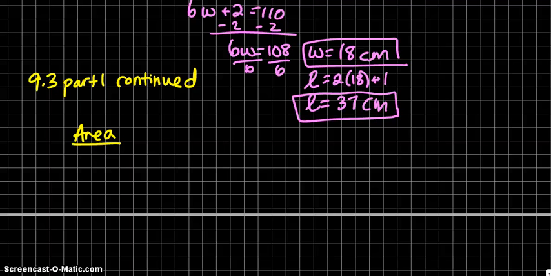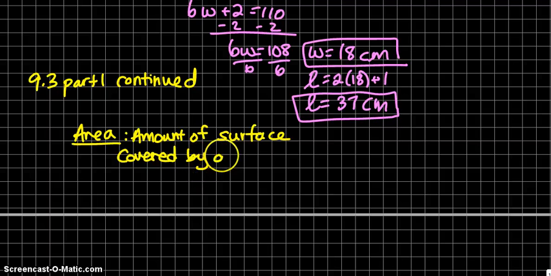The second thing we need to do with 9.3 part 1 is to talk about area. So we just finished talking about perimeter. Remember, perimeter was the distance around a figure. Area is a description of how many square units are inside a figure. Another way I could say it is it's the amount of surface covered by a figure. And we always report area in square units.